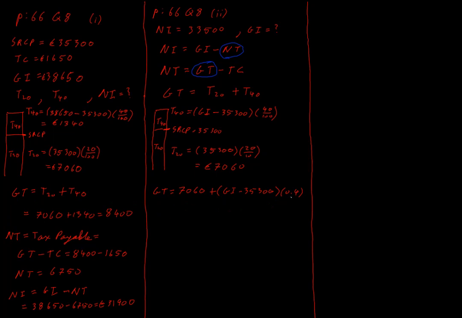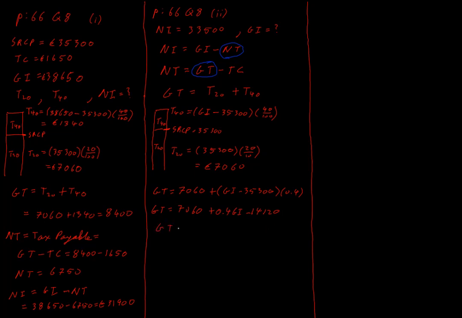Now, I don't like having these brackets here. I need to simplify this so I can sub it into more equations and make progress. So I'm going to have my gross tax is equal to my 7,600 plus, I have a number outside a bracket, I multiply it by each thing inside, so 0.4 times my gross income minus 0.4 times 35,300 is minus 14,120.